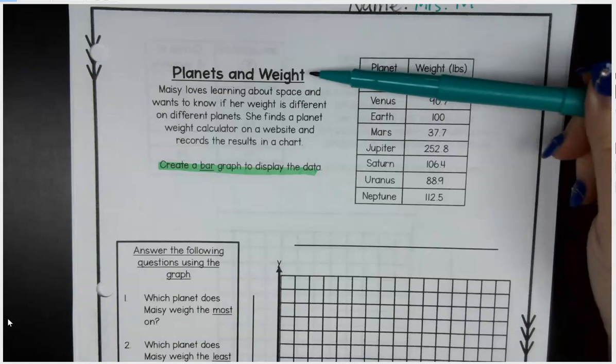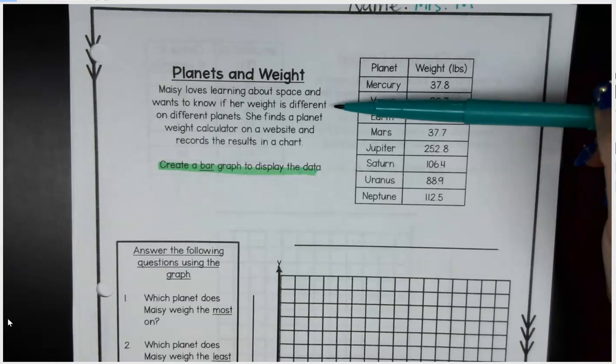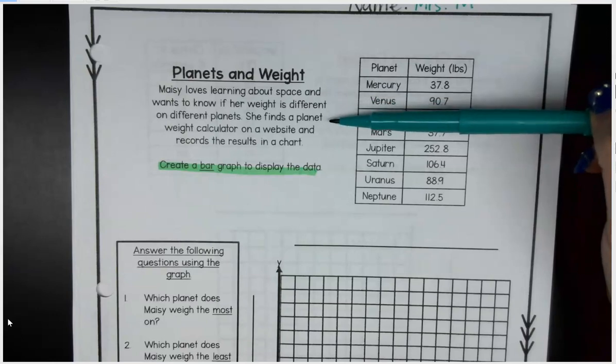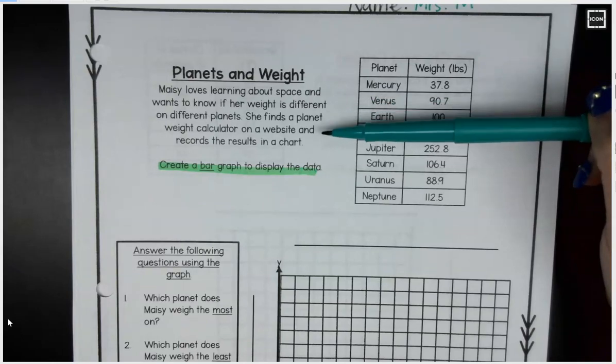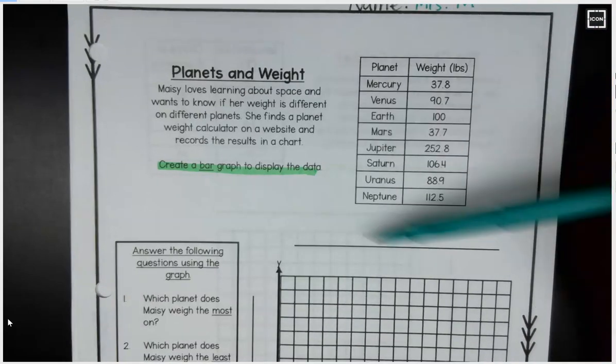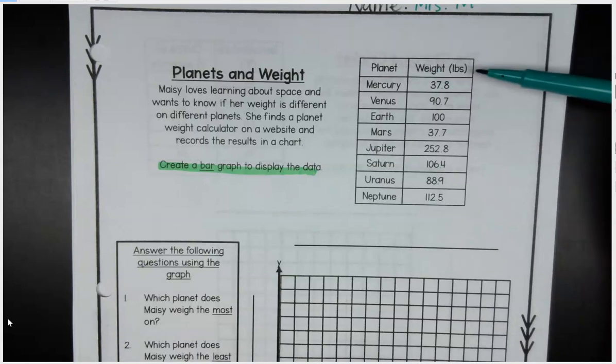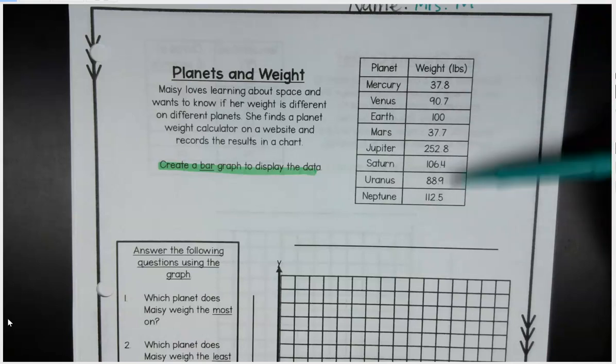So, planets and weight. Macy loves learning about space and wants to know if her weight is different on different planets. She finds a planet weight calculator on a website and records the results in a chart. Then we see over here we've got our chart. It says planet in the top of the left column and weight in pounds in the right column.